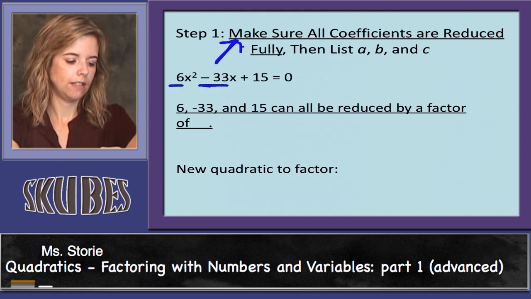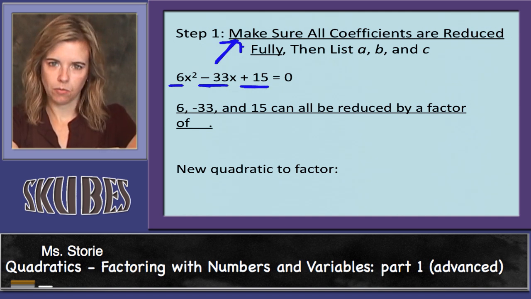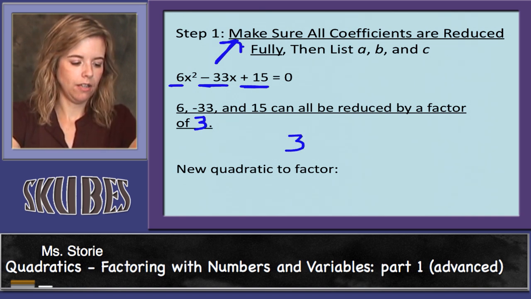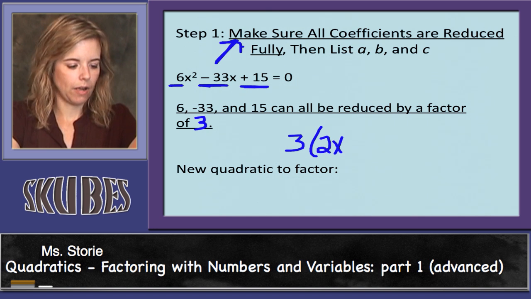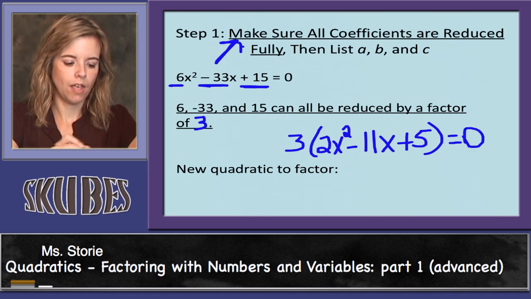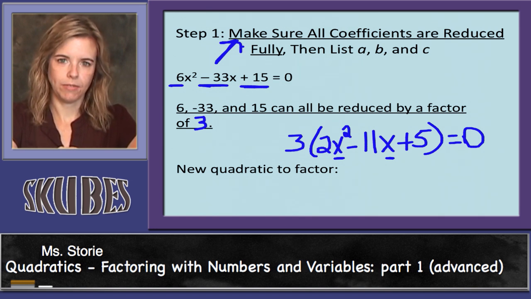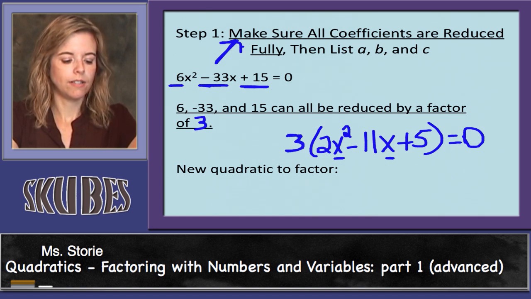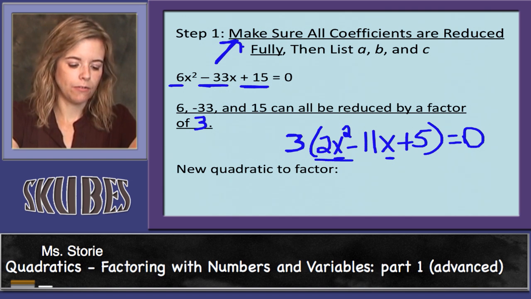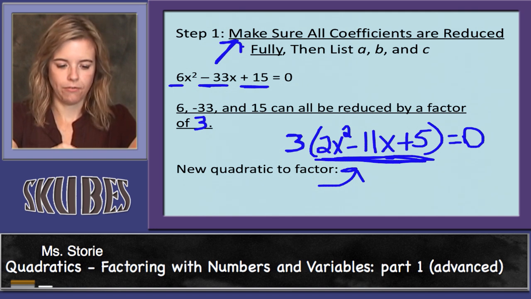Now, first step, make sure that all the coefficients are reduced fully. So we're looking at 6, negative 33, and the number 15 as well. It turns out that all 3 of those numbers can be reduced by a factor of 3. So if we take out 3, we're going to end up with 2x squared minus 11x plus 5. And that still equals 0. Notice that I kept the x squared and the x, I kept all the signs, and I also kept equals 0. All I was doing was taking a third of it away. Now we're going to focus in on just this equation right here. That's going to be our new quadratic that we're going to factor.